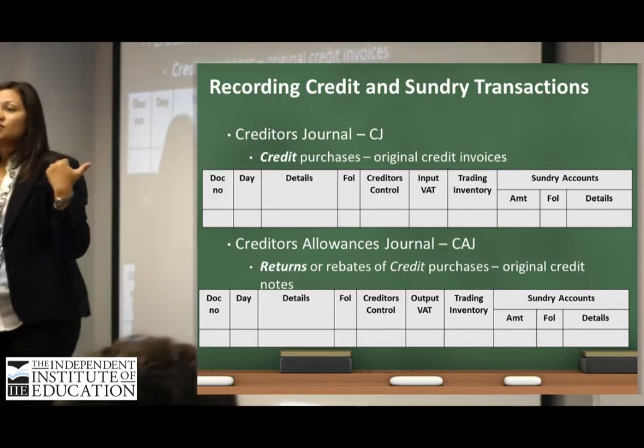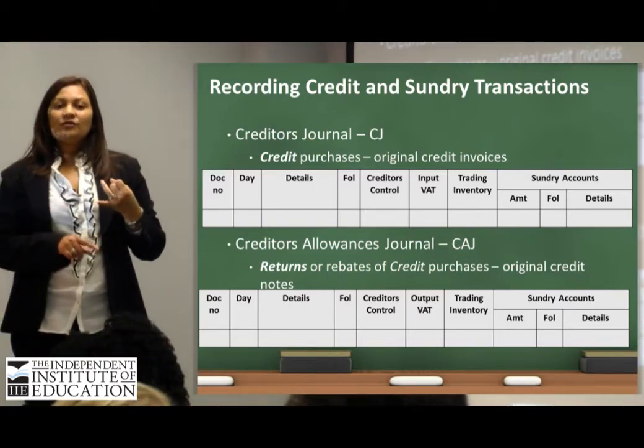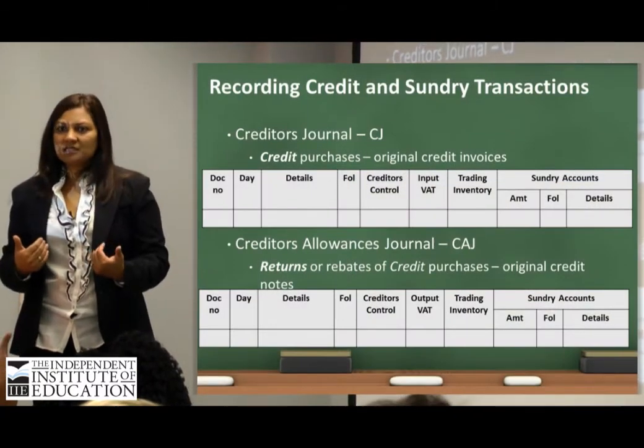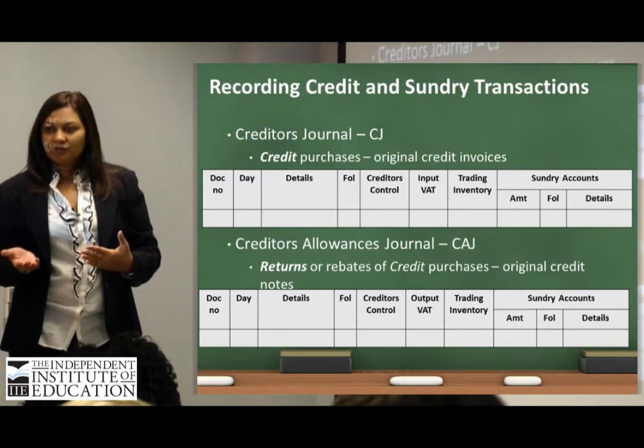Now this is a creditors journal. Is it input VAT or output VAT? I know it's there, but why is it input VAT? Because we're claiming back. Because goods are coming into our business. Remember, whenever goods are coming into the business, it will be input VAT.